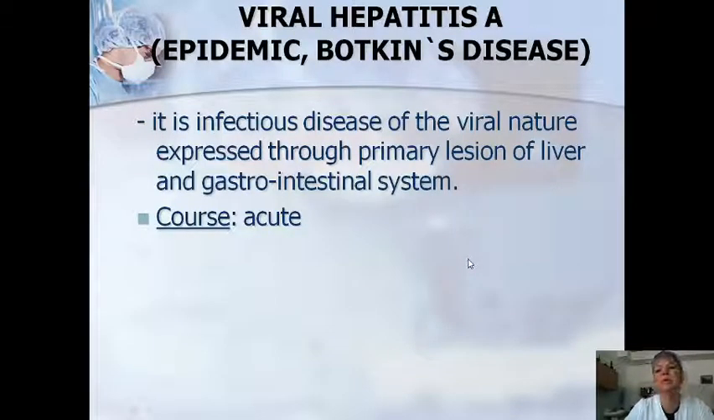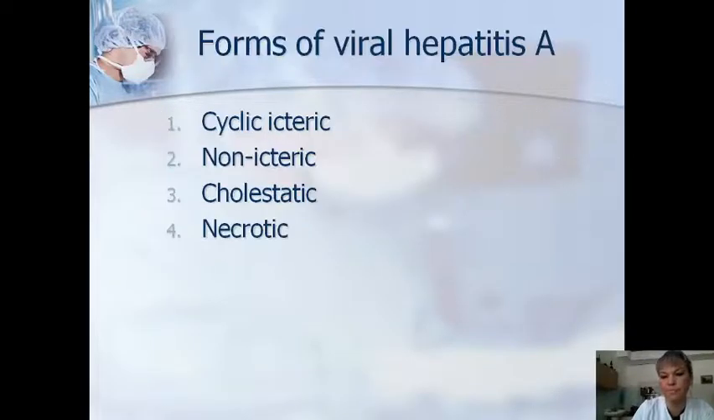What about the different types of hepatitis? First, information about viral hepatitis A, or epidemic Botkin's disease. This is an infectious disease of viral nature expressed through primary lesion of the liver and gastrointestinal system. The course is more often acute, but may be chronic.